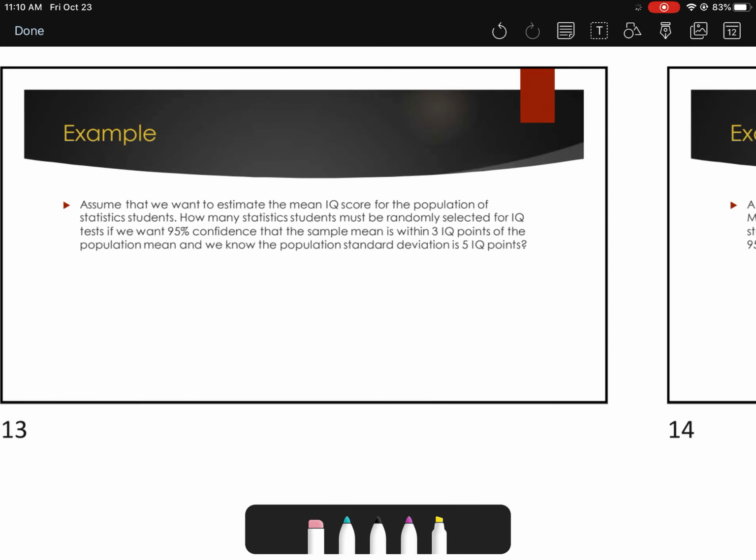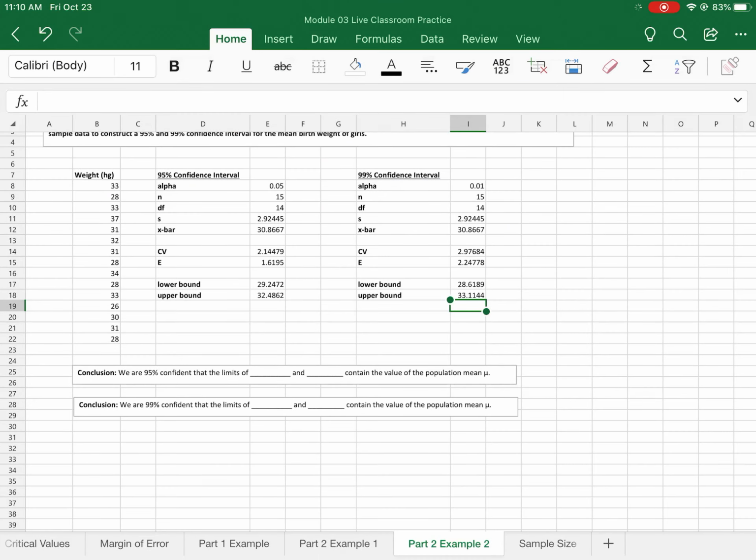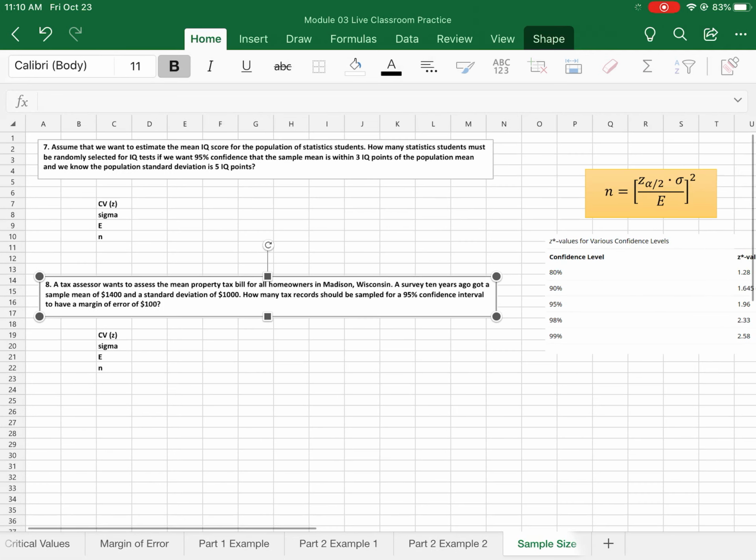Okay, so we're going to now look at 2 examples. So again, I'm going to want to go ahead and go to my examples. Okay, so here we are. We're going to go to sample size examples. So here's our last 2 that we're going to do.